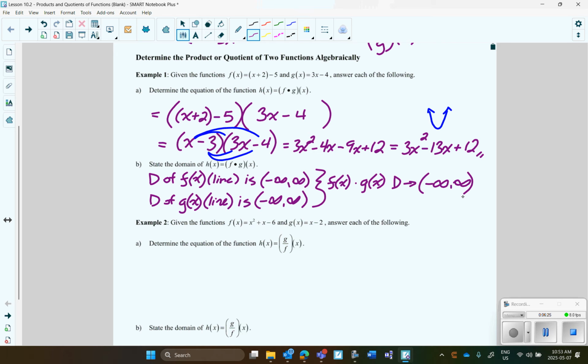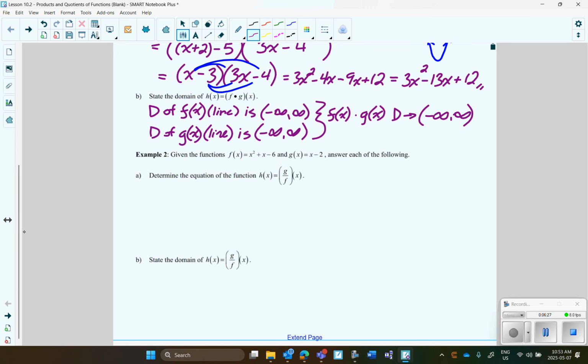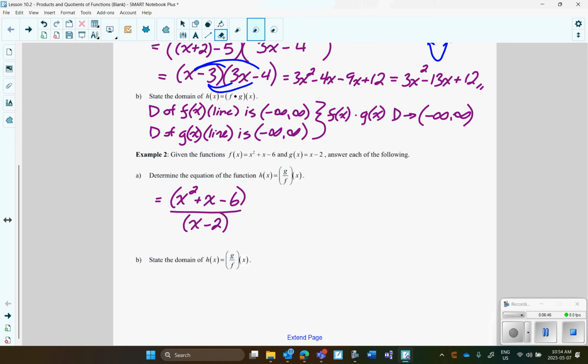Okay, example 2. This time we're going to divide. So that means it's going to look like this when I plug it in. Oh, sorry, I plugged it in the wrong way. It's g over f, not f over g. So minus 2.